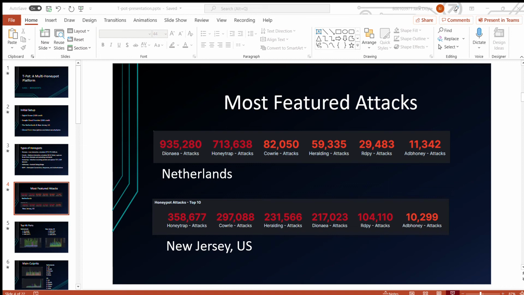And then looking at ADBHoney and the malware found in that, looking at the input for the top 10, the top was this command here highlighted in red, which was a wget command to pull the w.sh file from that IP address. The IP address itself is from Las Vegas.